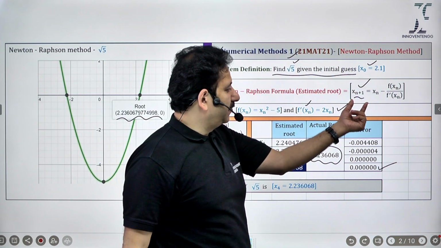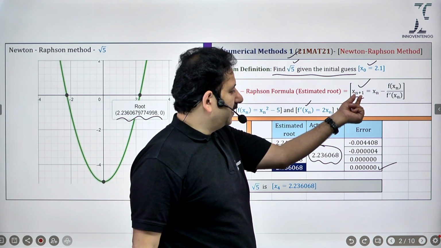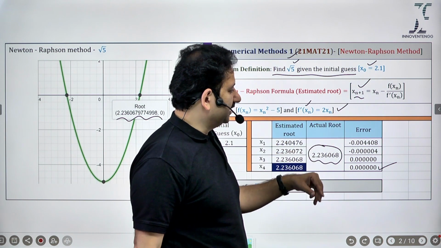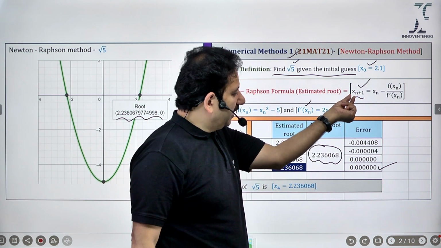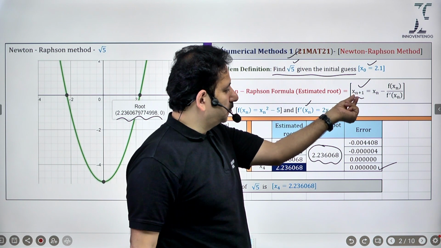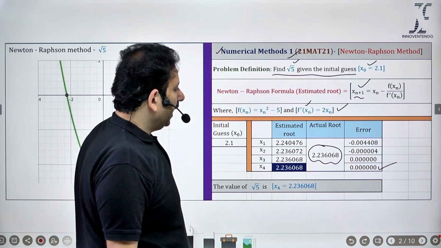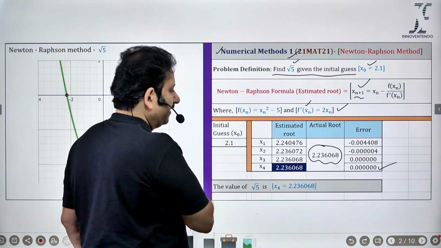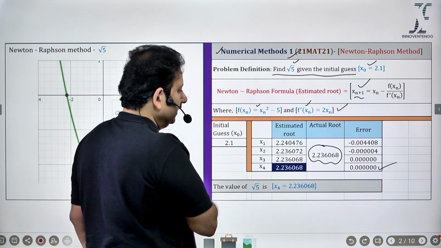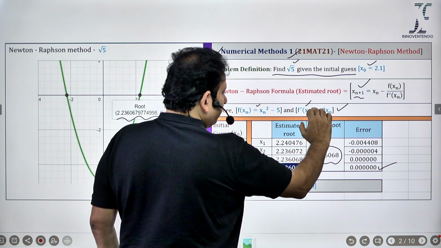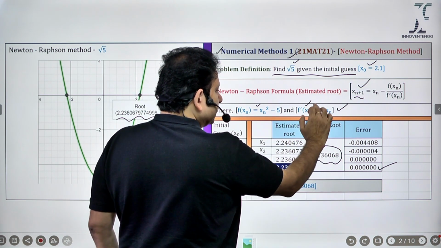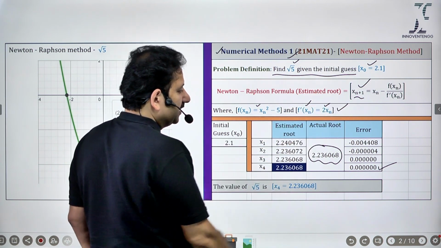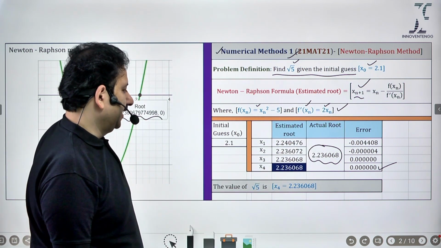This is the general formula for the n plus 1 estimated root, because when n is equal to 0, you get the first estimated root. When n is equal to 1, you get the second estimated root. When n is equal to 2, you get the third estimated root. And these are the general formulas for the value of the function for the nth estimated root, and the derivative of the function for the nth estimated root. Okay, that should be understood clearly.